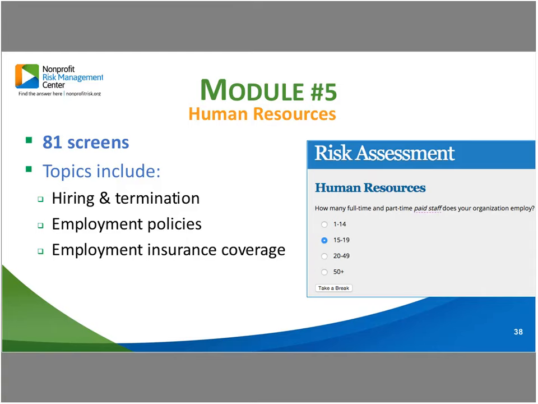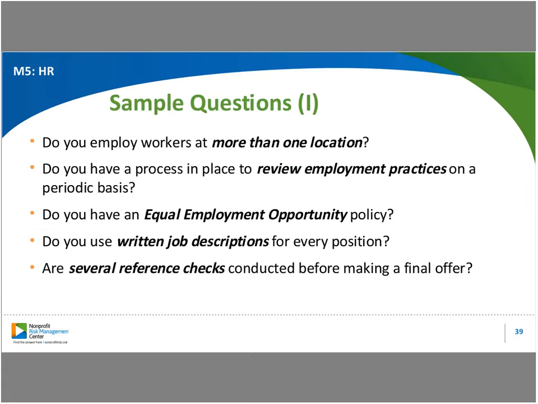So the fifth module, this is one of the longest modules. It's 81 screens long. It includes, obviously, a vast array of human resources topics, and some of the bigger ones are hiring and termination, what policies apply to your employees and volunteers, and your insurance in terms of employment practices liability. So some of the questions you might see are asking about how many locations you have, where you have staff members working, what kinds of policies you have that apply to your staff members, what kinds of screening processes you use before you hire.